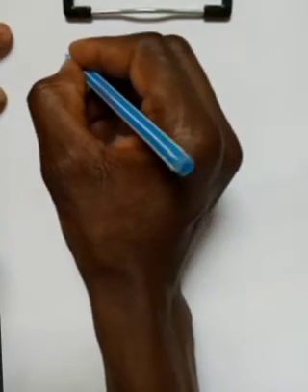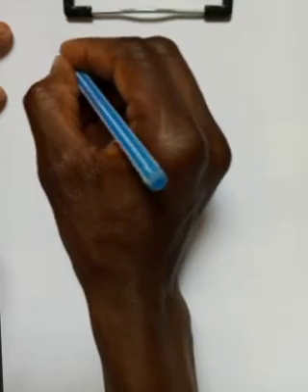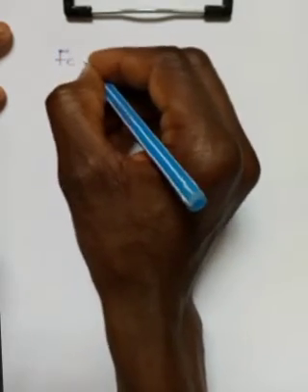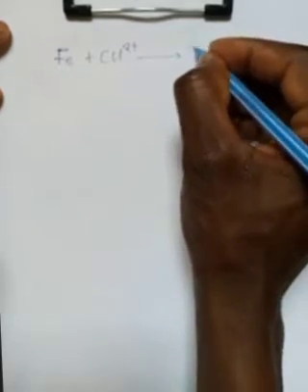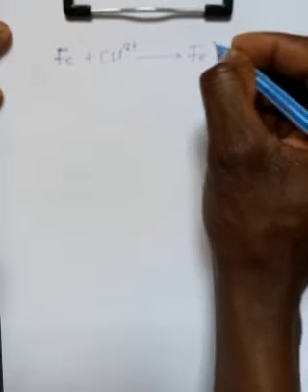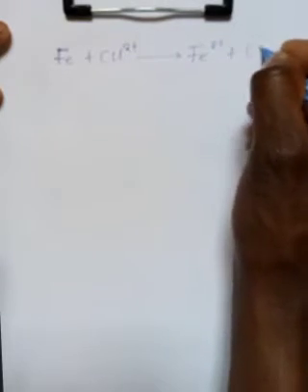Let me just try to demonstrate. I would like to start with this one, what exactly it means for you to balance in acidic and basic media. The same thing which I'm showing you. Say this is iron plus copper 2 plus, giving us iron 2 plus plus copper.